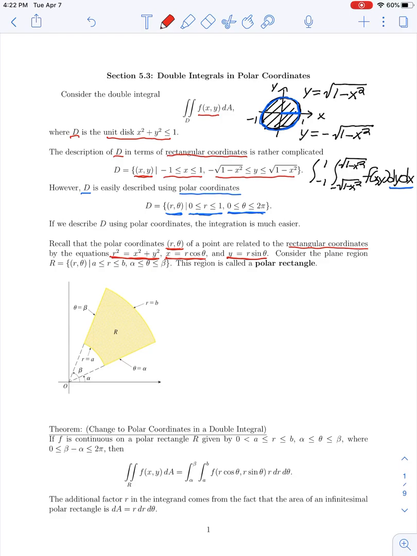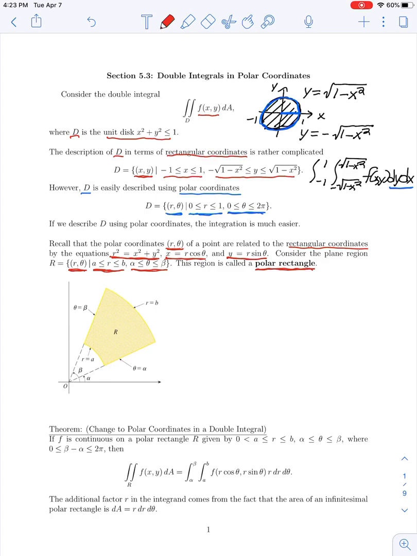So let us consider a plane region, let's call it R, which is described by the set of all points whose polar coordinates r theta satisfy that r lies between a and b, and theta lies between two constants alpha and beta. So this sort of region is what is called a polar rectangle. Both coordinates r and theta are bounded above and below by constants. So it's sort of similar to what we saw for double integrals over rectangular regions in the xy plane, but here we would have something called a polar rectangle.